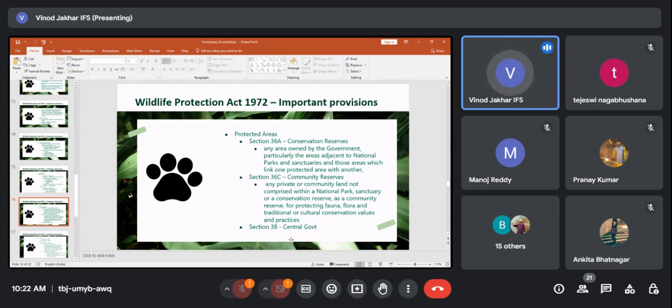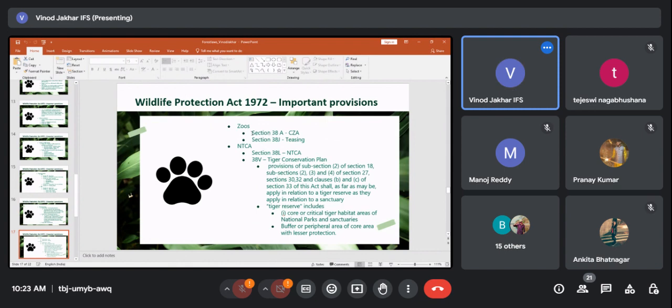Then comes section 38, all these powers, all the four areas, which can be declared by state government. Under section 38, the central government can also declare these areas as wildlife sanctuary, national park, conservation reserve, and community reserve. Fine, easy. Section 38 means same powers have been given to the central government.